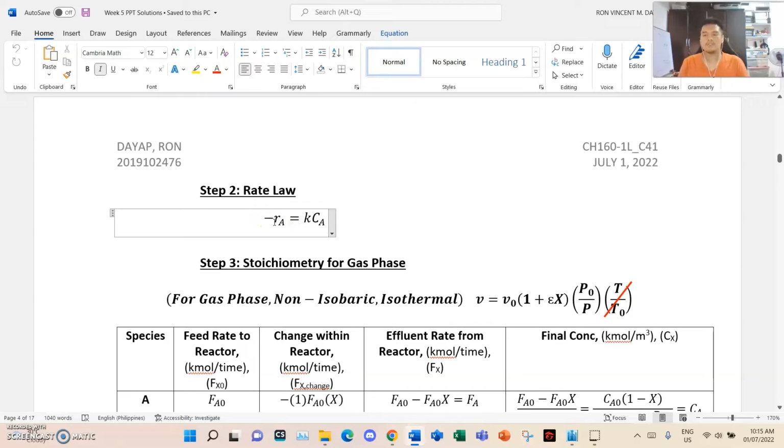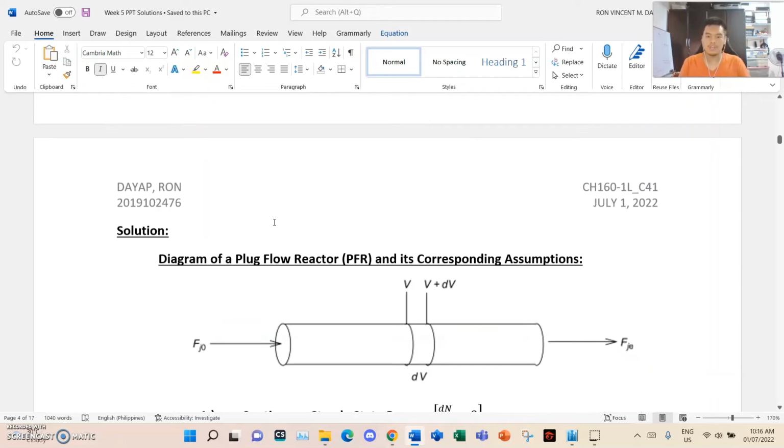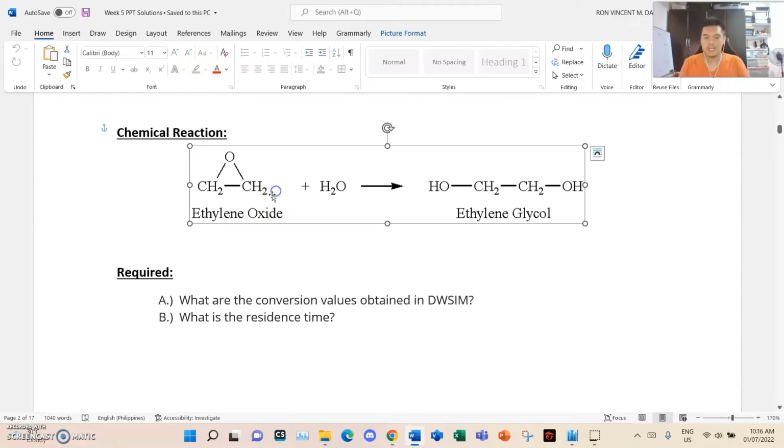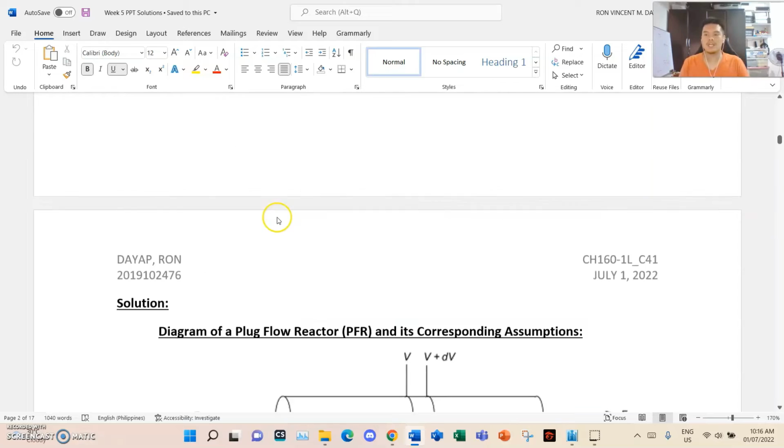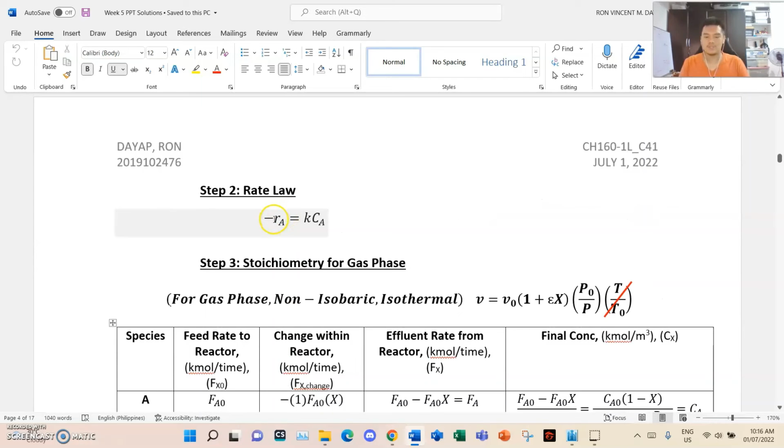The reason why there's a negative sign is because A is being consumed. When it is positive, that means A is being produced. However, if we look at this reaction, and we put ethylene oxide as our limiting reactant or base component, it is actually being consumed as the reaction goes on. Hence, rather than a positive reaction rate, it should be a negative reaction rate. That's why I put a negative sign next to rA to specify that A, or ethylene oxide, is being consumed.